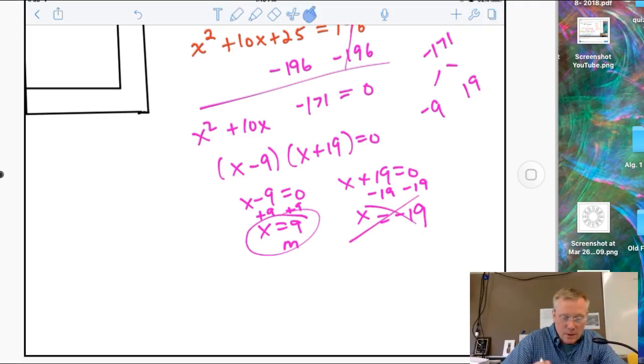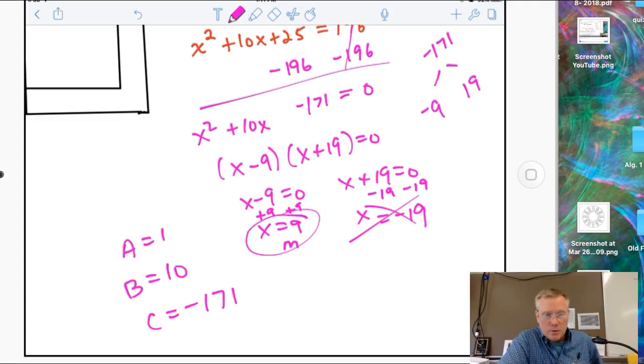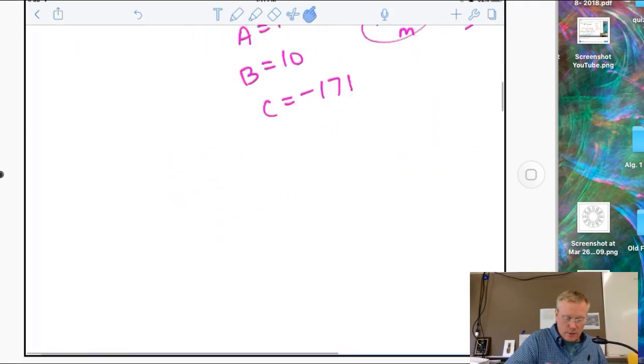And that's the answer. Now you could have done this with the quadratic formula if you wanted also, where a would be 1, b would be 10, and c would be negative 171. Plug that in and solve it out, and you'll get the same two answers, I promise, if you do it correctly. I'm not going to do it out just for the interest of time, but you certainly have that option, okay? All right, next, number 2.